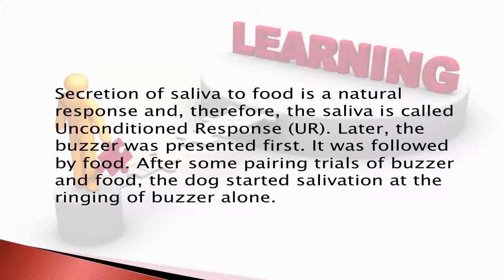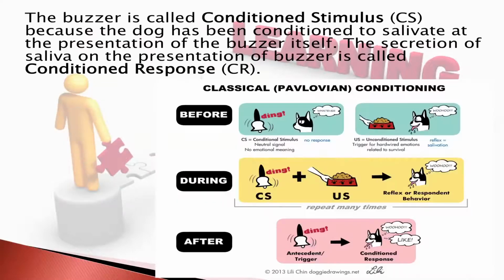Later, the buzzer was presented first. It was followed by food. After some pairing trials of buzzer and food, the dog started salivation at the ringing of the buzzer alone. The buzzer is called conditioned stimulus CS because the dog has been conditioned to salivate at the presentation of the buzzer itself. The secretion of saliva on the presentation of buzzer is called conditioned response.